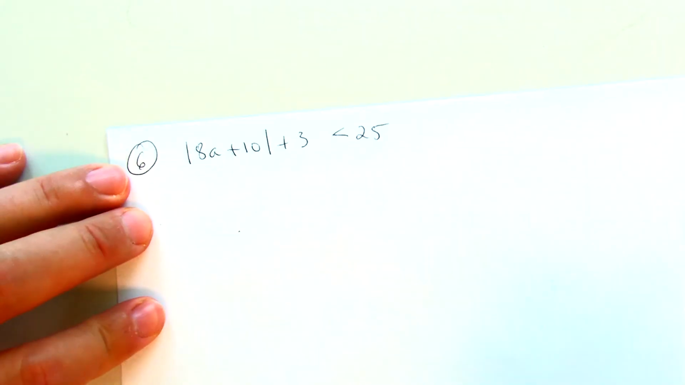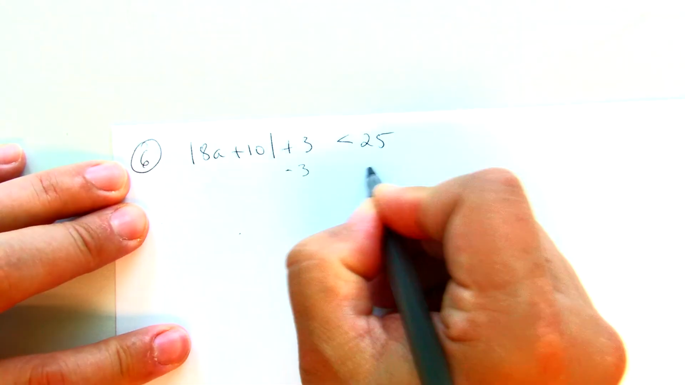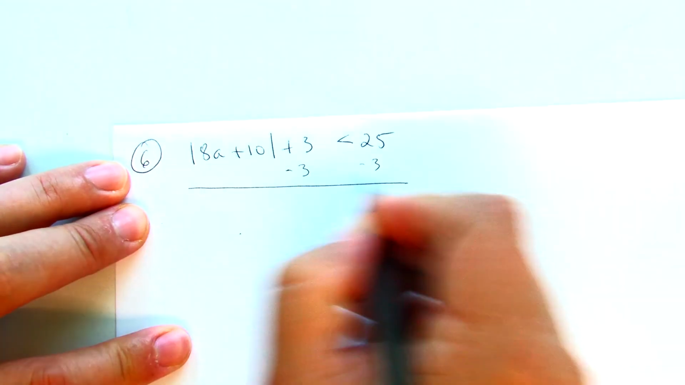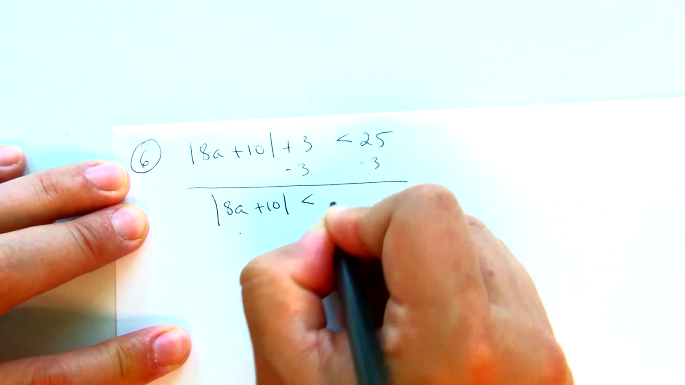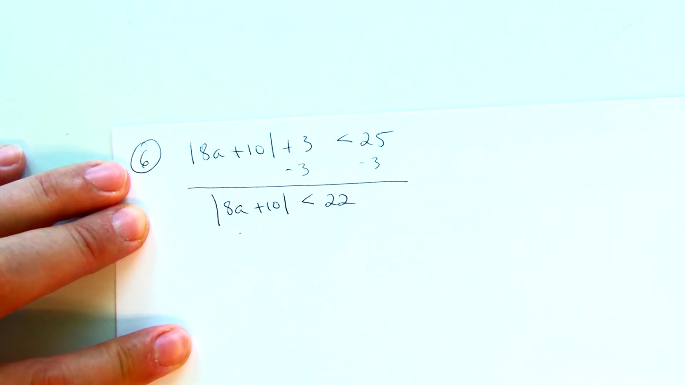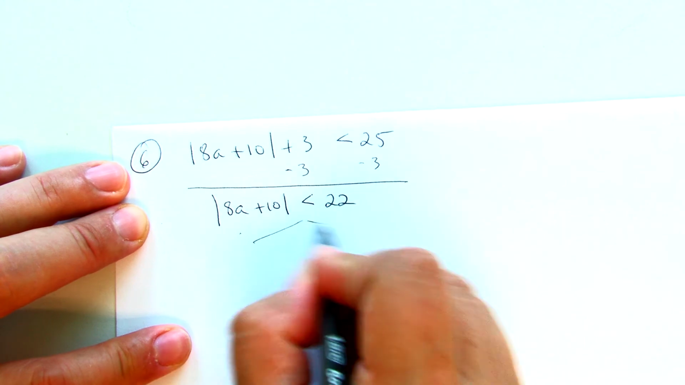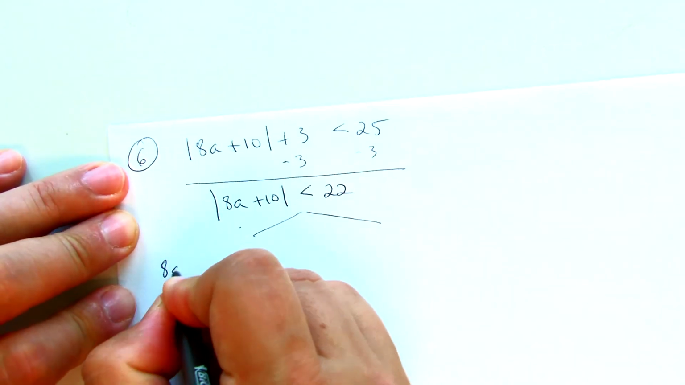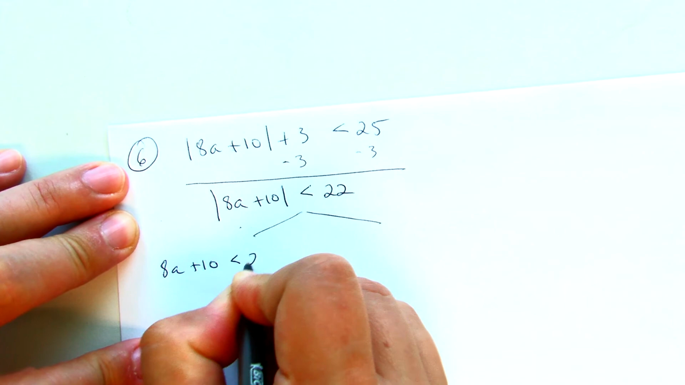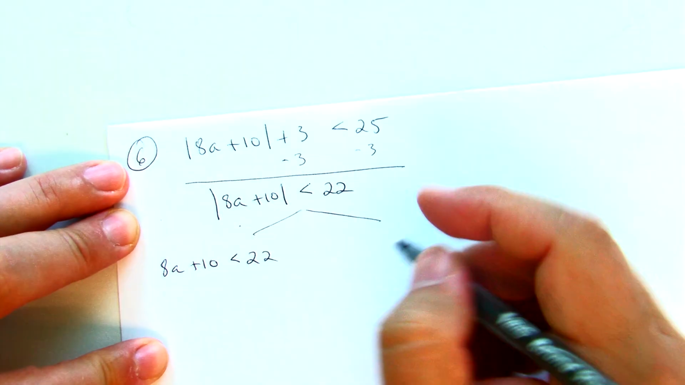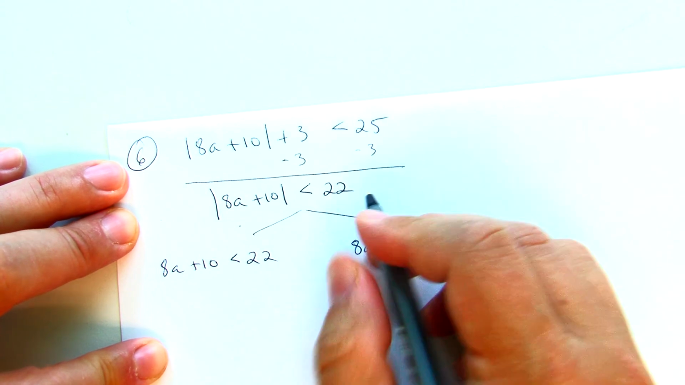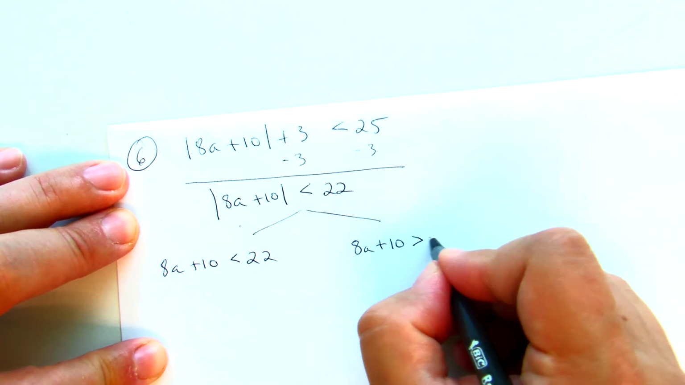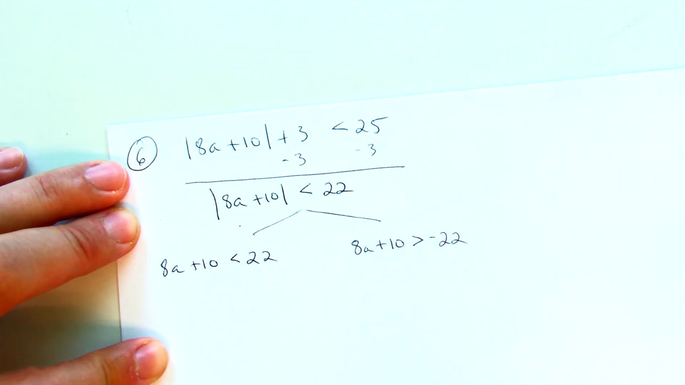Okay, let's try another one. So, again, we want to isolate the absolute value expression, so we'll subtract 3. We end up with absolute value 8a plus 10 less than 22. Okay, split this into two inequalities. 8a plus 10 is less than 22. And then over here, 8a plus 10 is greater than, right? We switch the inequality and make it negative.